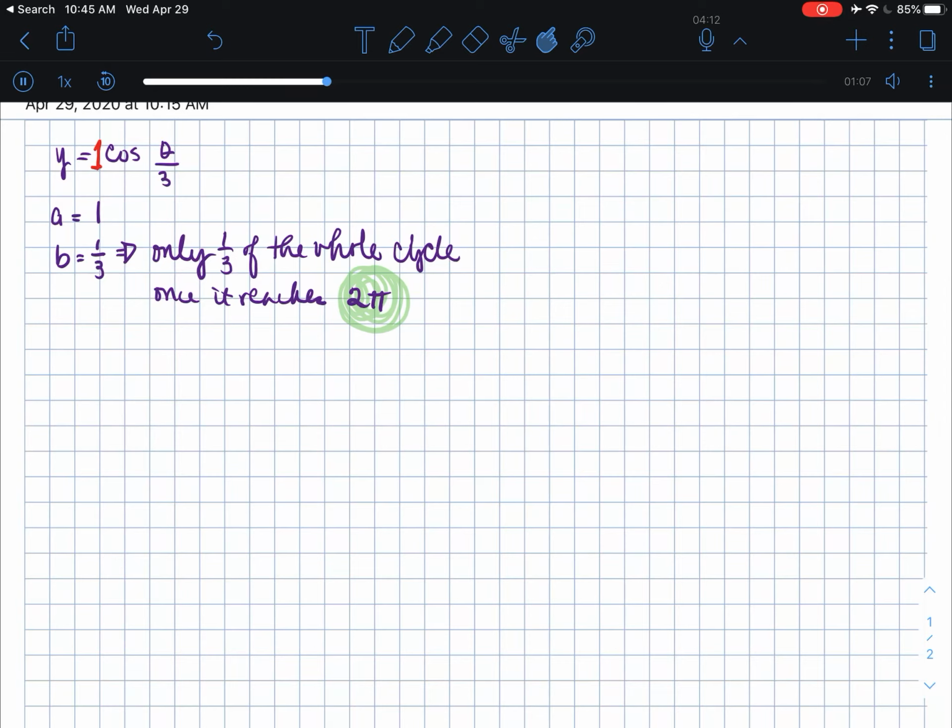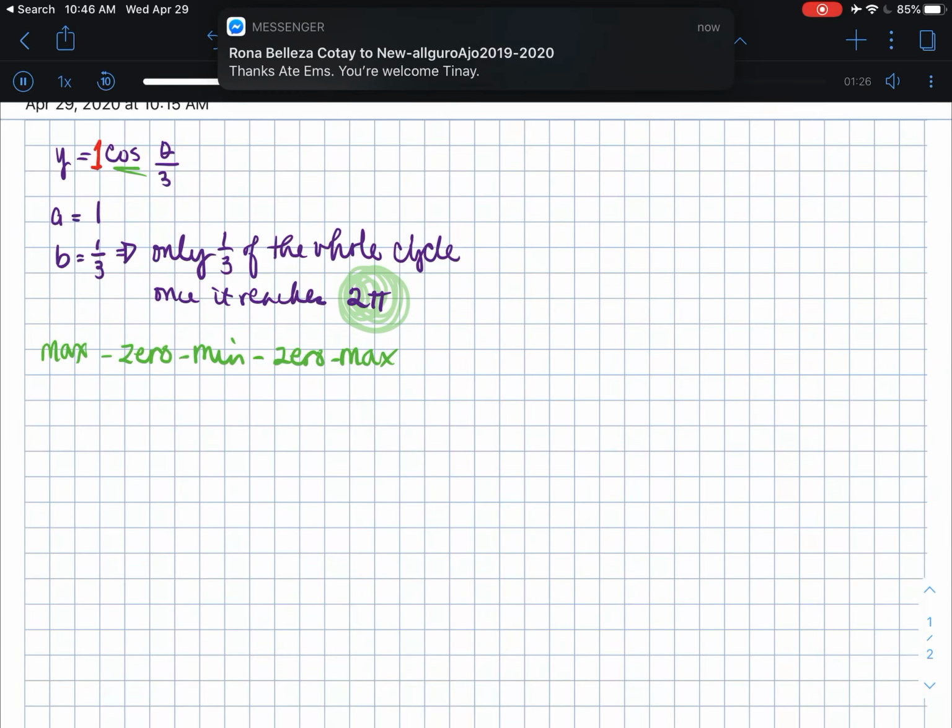And when I say one cycle, we're talking about max first, because that's a cosine, and we go to 0, and then the minimum, and 0 again, and then the maximum. So that's what we need.